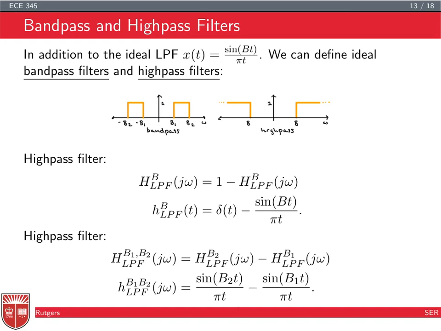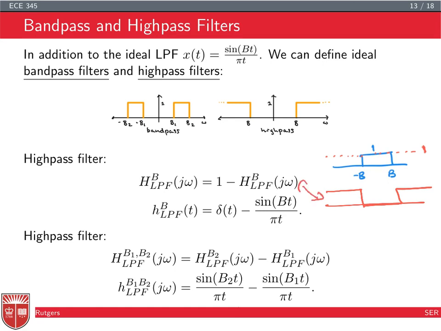Now, how does the high-pass filter impulse response look? Let's try to derive it from the low-pass filter. We know that the low-pass filter that lets frequencies between minus B and plus B pass looks like this. If I do 1 minus the H of a low-pass filter, I'm going to get basically what I want: this thing here, which is the high-pass filter.